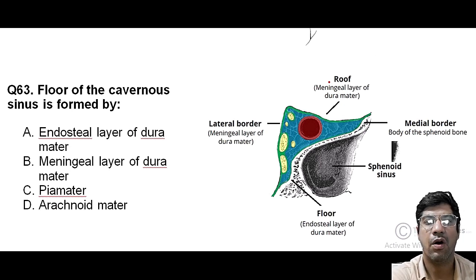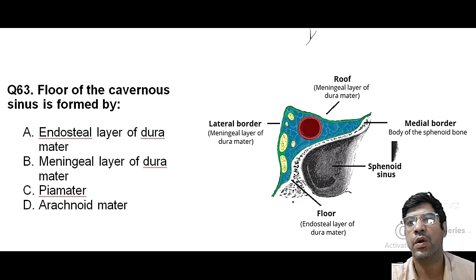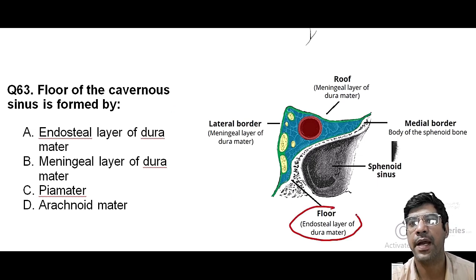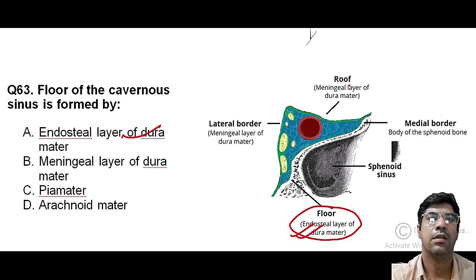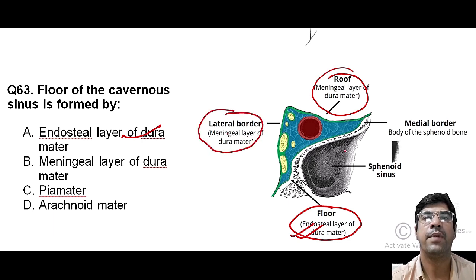The floor of the cavernous sinus is formed by the endosteal layer of dura mater. The roof is formed by the meningeal layer of dura mater. The lateral border is formed by the meningeal layer of dura mater.